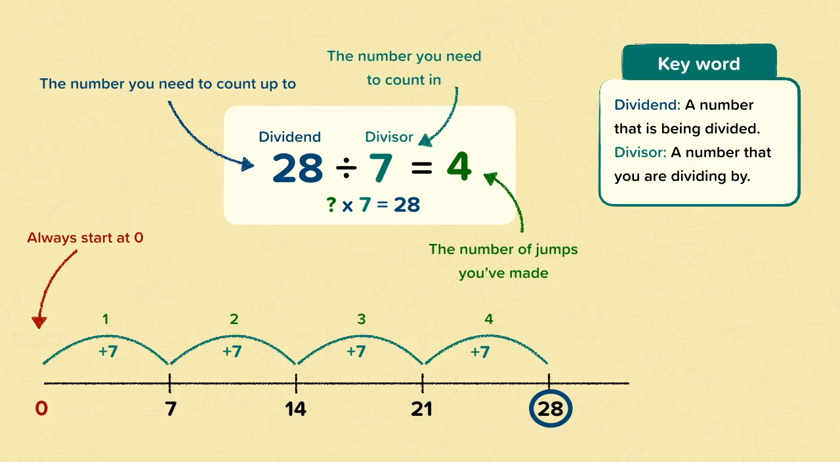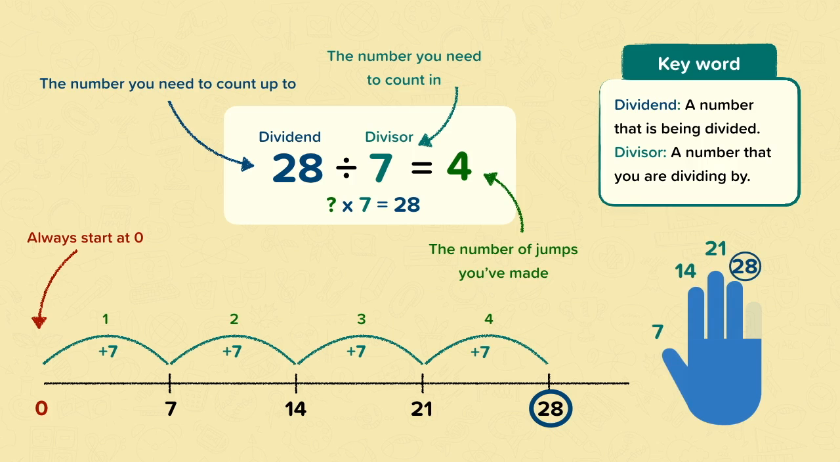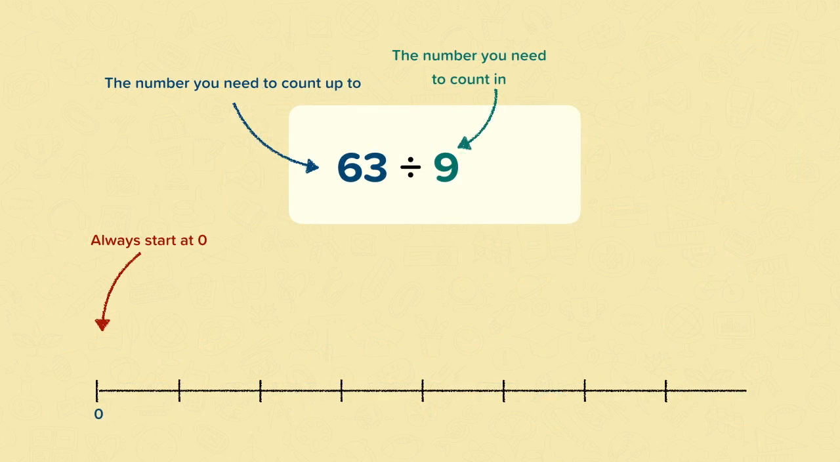Or you could count on your fingers to help you. So we still need to count up to 28, and we're going to count 7 on each finger. So we've got 7, 14, 21, and 28. And we've counted 7 on 4 fingers. So this also shows us that 4 is the answer. You can choose whichever method works for you. Now let's have a look at another example.